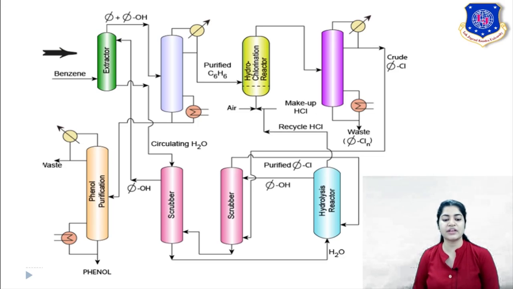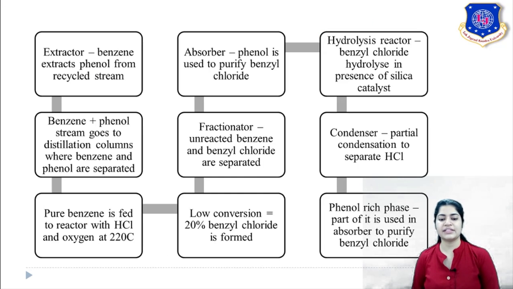It is then sent to the scrubber, the two scrubbers which are attached to each other. Here you are using phenol. The phenol which is formed, a part is recycled back and used as an absorber. It absorbs your benzyl chloride from the reaction mixture. So here you can see that it is used to purify the benzyl chloride.